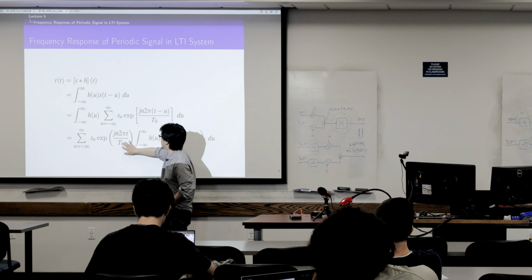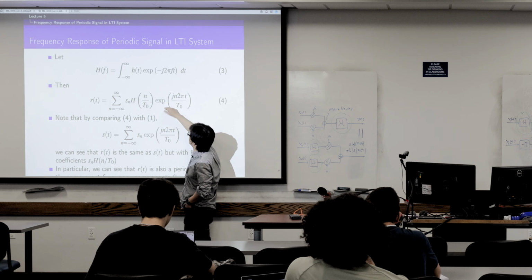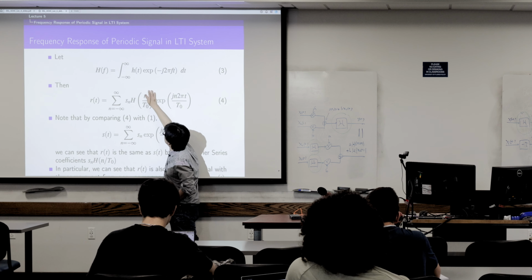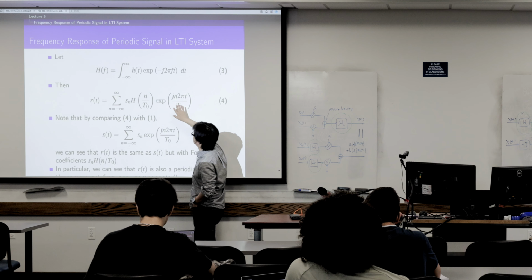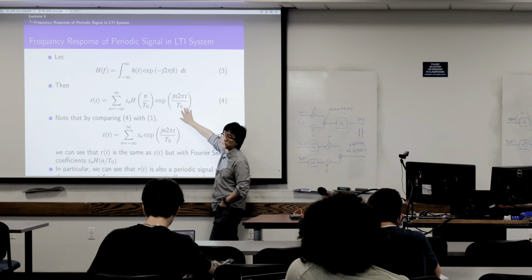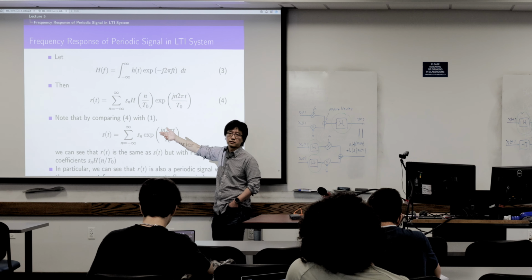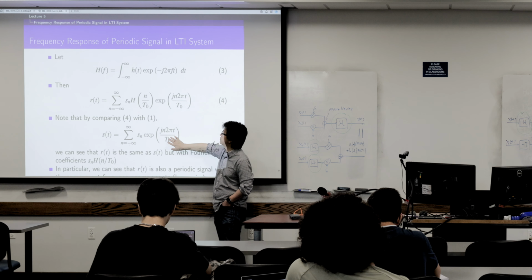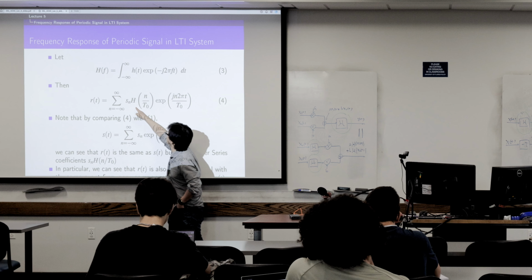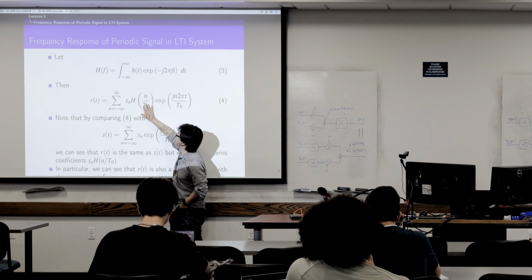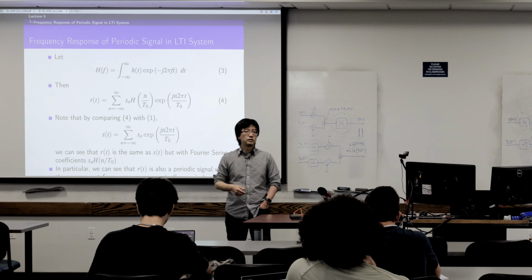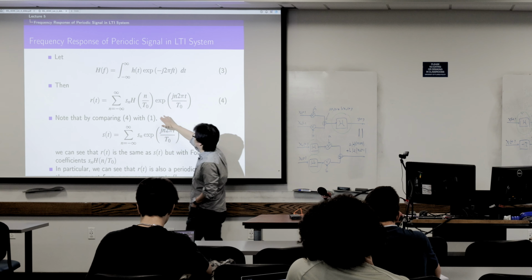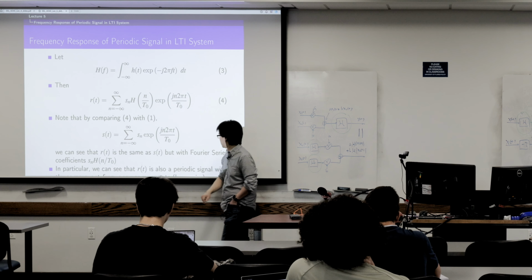This is nothing but the Fourier transform of h of t, and if you compare this with the previous term, we just need to replace f by n over T0, and this is what we get. This is the output when the input is a periodic signal. If you compare it to the input, which is s of t, you can see they're almost identical. The only difference is that we have an additional term of the system h here, and this h is given by its Fourier transform.